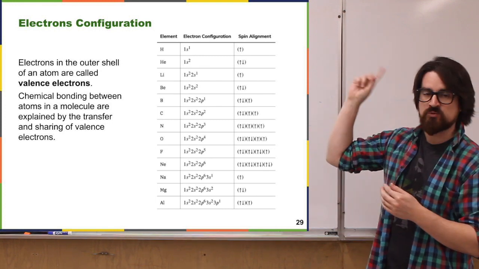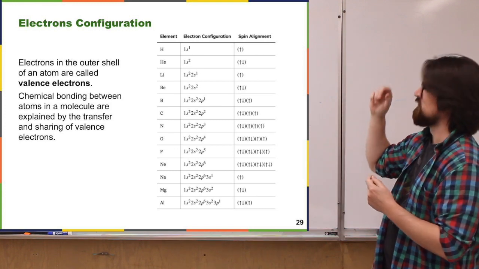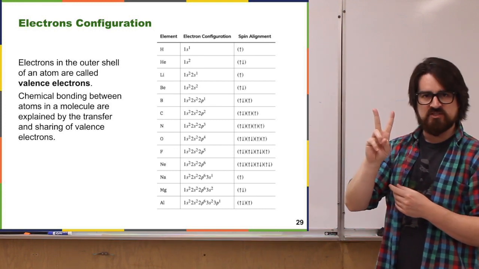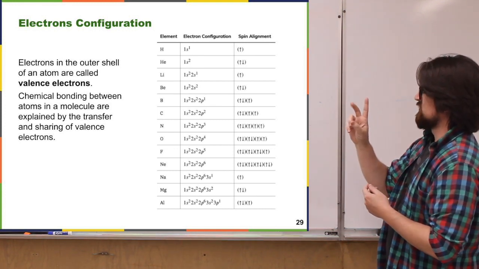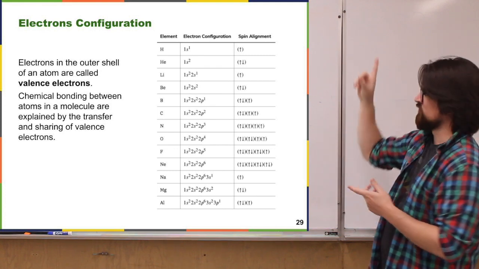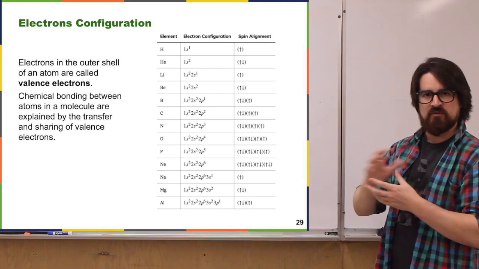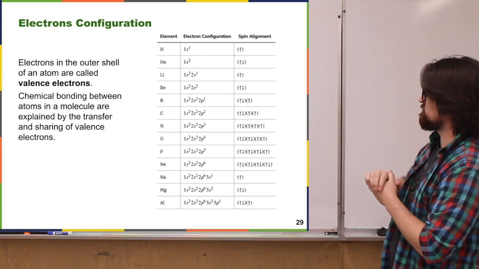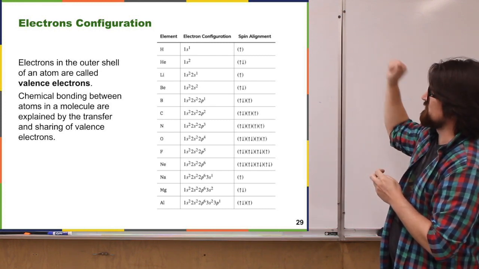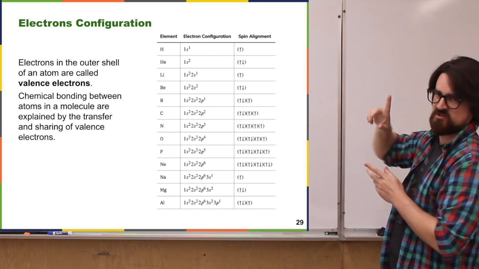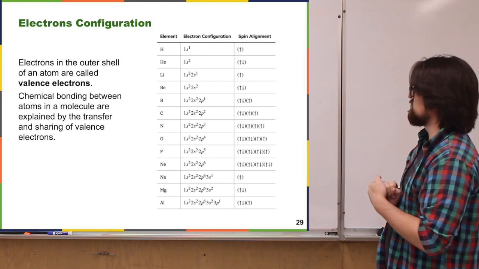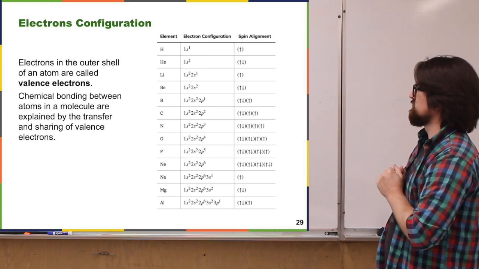In that n equals 1, L equals 0 state, there are 2 possible positions for electrons. Right? But hydrogen just has the 1 electron. We're thinking about neutral atoms right now. Same number of protons as there is electrons. So hydrogen, its valence electron state is just 1 electron. 1 spin up or spin down electron.